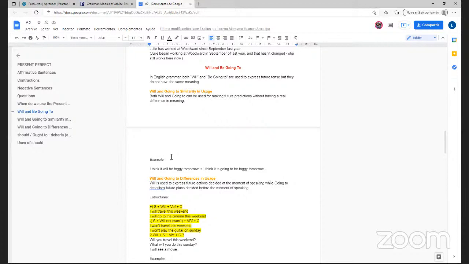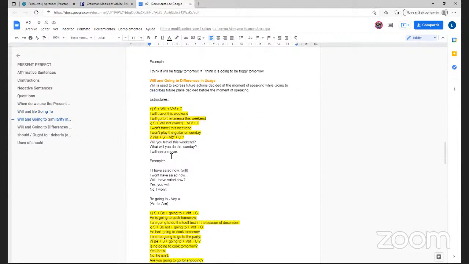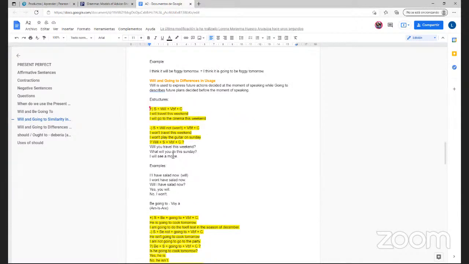So the structure for these are these. For example, we're gonna go to the structures where we have the first one that is will. For will, we're gonna have these structures. In affirmative, we have subject, first the auxiliary will, the verb always in base form, so only the verb in base form, and the complement.